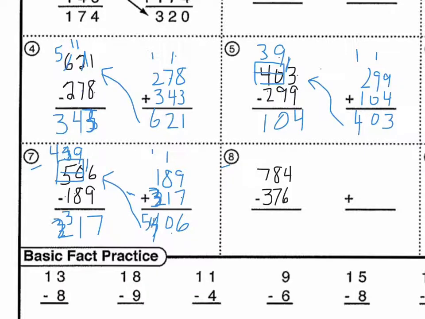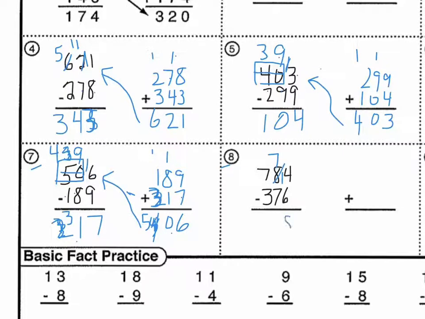It's really hard for me to erase this on my iPad, but it should not be hard for you to erase using your pencil. So please erase that. All right, so the answer is 317 to number 7. You should have already done number 8. I cannot do 4 minus 6. It's not 2. I have to regroup here.